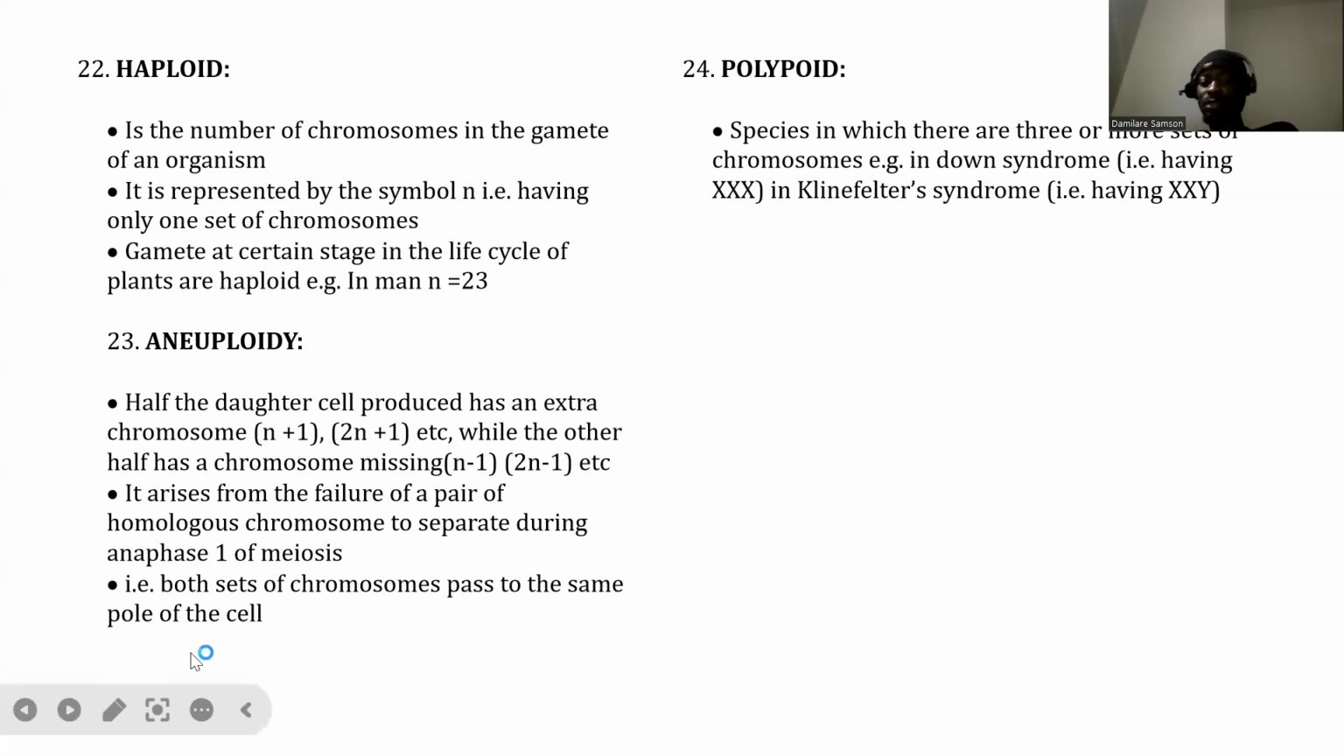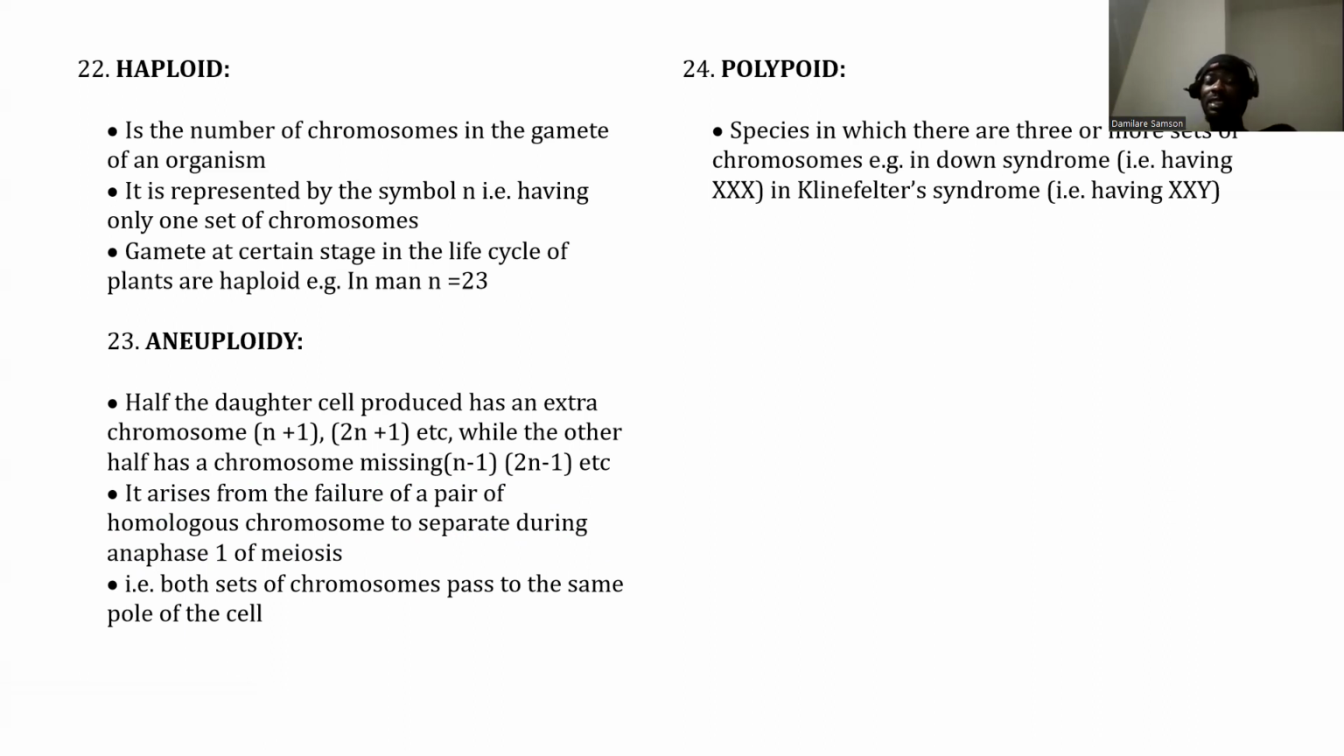When they decide not to separate during anaphase 1 of meiosis, you can quickly go back to our meiosis and read what happened from prophase 1 to anaphase 1. So when there's a failure of a pair of homologous chromosomes to separate, you will have aneuploidy. That's why I said you should go into meiosis and check this out again, it will make it stick.